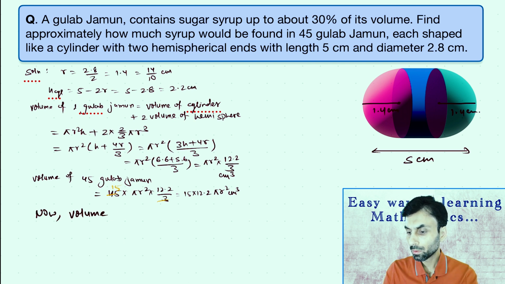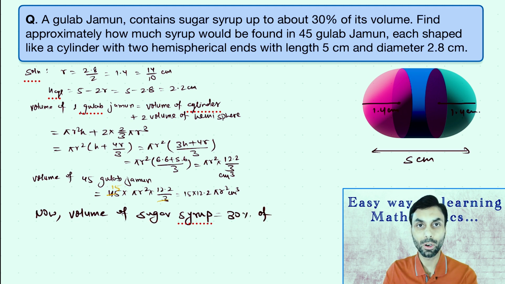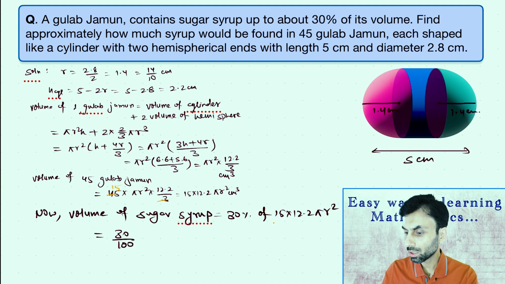So volume of sugar syrup will be 30% of volume of all the gulab jamun, that is 15 into 12.2 pi r square, which will be equal to 30 upon 100 into 15 into 12.2 into pi, which will be 22 upon 7 into r square. So radius is 14 upon 10, it will become 196 upon 100.